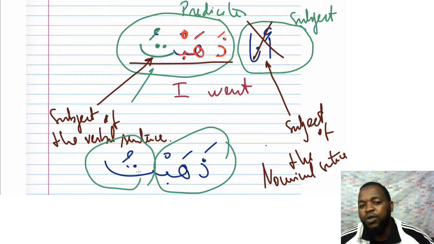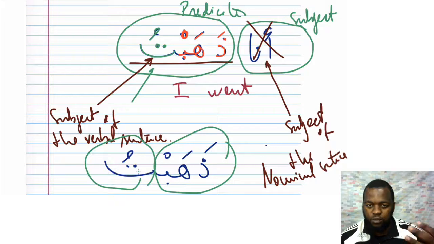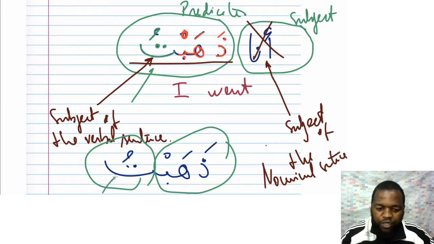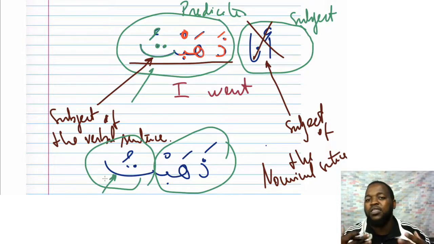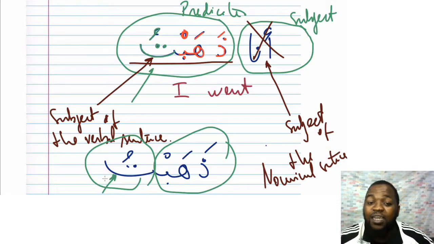Here is the subject of this verb, the doer of the action in the verb. I went. Who went? I went. Right? And where is this "I" in this verb? It's this "tu" here that you can see. This is one of the differences between a verbal sentence and a nominal Arabic sentence in terms of analysis.